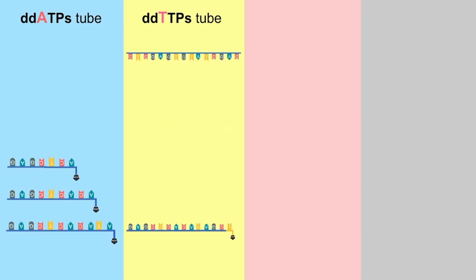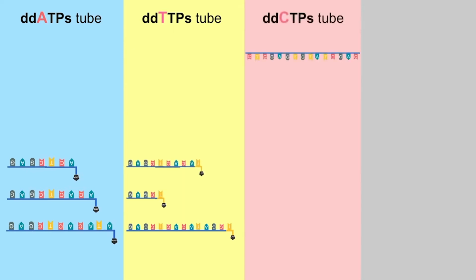The same is going to happen for the dideoxy T reactions. Wherever you have the T, it is going to terminate the reactions. The same is true for the C reactions. So wherever you find the C, it is going to terminate. Like here, it is going to terminate, and so on.